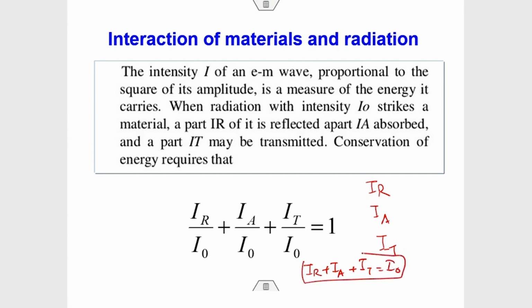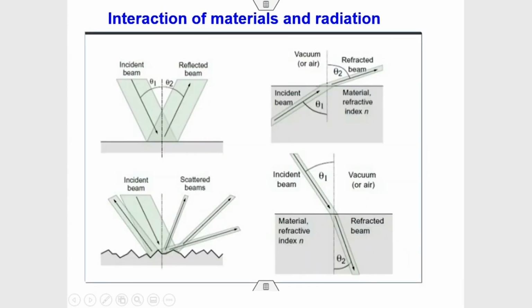Something must happen, otherwise energy will not be conserved. So how does it interact? If it reflects, light falls at an angle and then reflects with the same angle. If it refracts, light falls on this interface and the direction changes. You can change that.